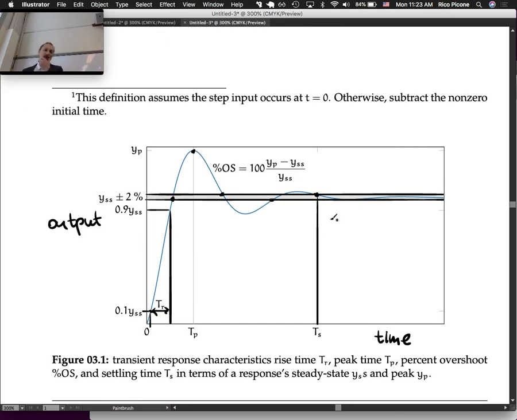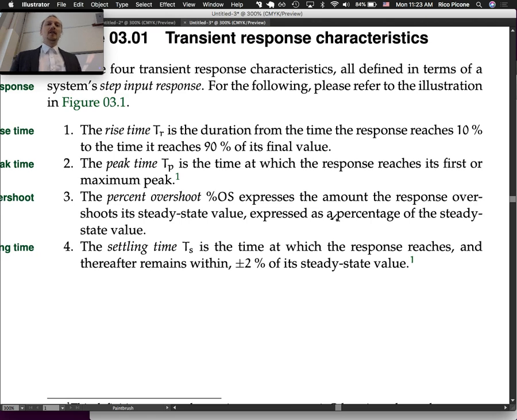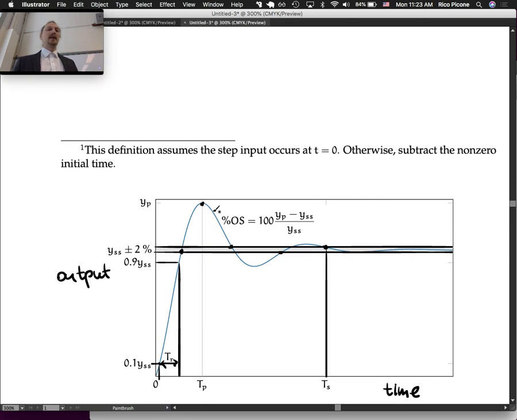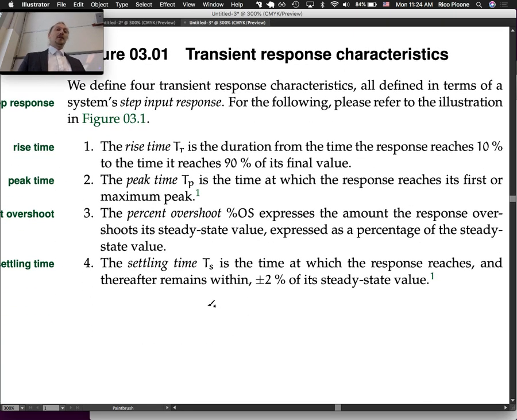Yeah. So these are the 4 different definitions. Notice they don't depend on the order of the system. Some of them aren't defined for certain systems. A system that never has a peak isn't going to have a peak time, and it's not going to have a percent overshoot. It's 0, right? It's just non-existent. So there are certain cases where they won't be defined or will just be 0. But this doesn't depend on it being a first-order, second-order, or fourth-order system. All these systems can be characterized with these definitions, okay?